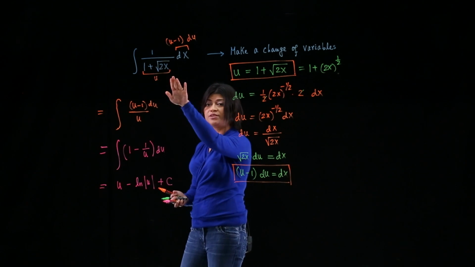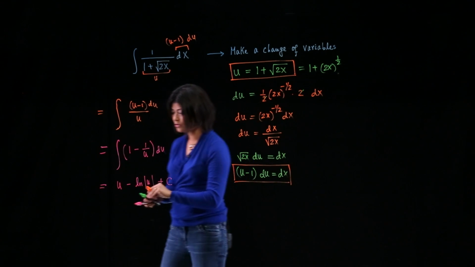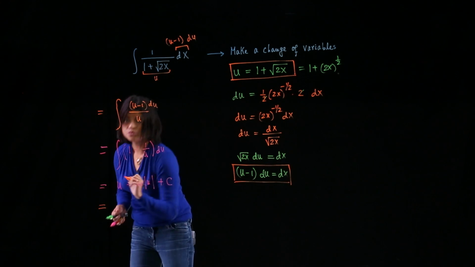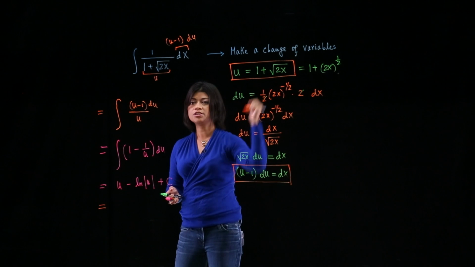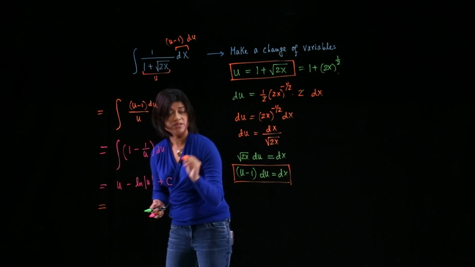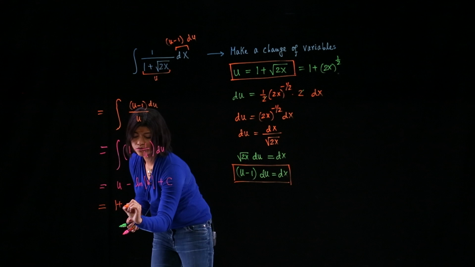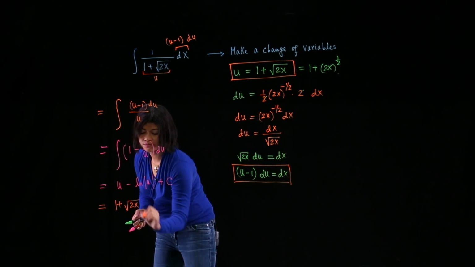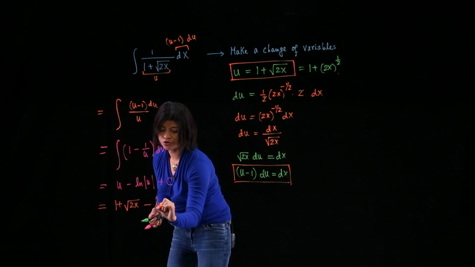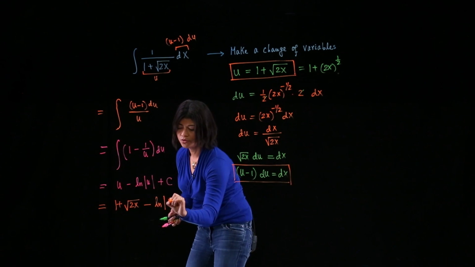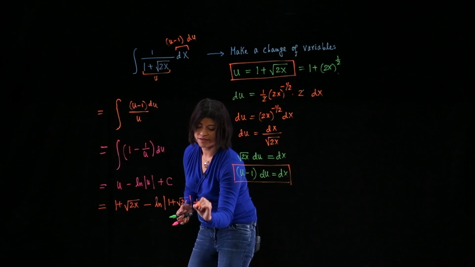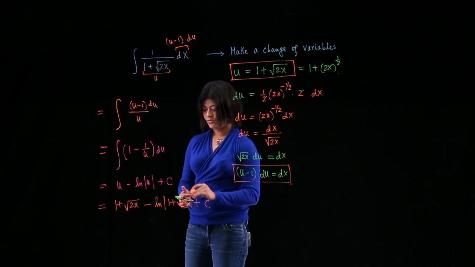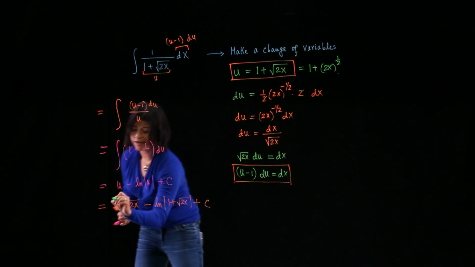And remember, we started with the variable x, so we should finish with variable x. So one more step, you write down what your u is in terms of x. So u is 1 plus square root of 2x minus natural log absolute value 1 plus square root of 2x plus c. So this is our final answer.